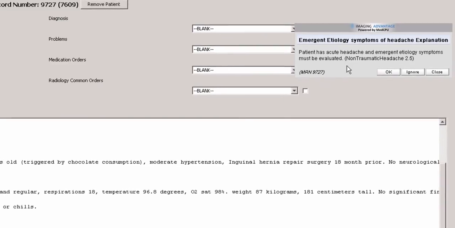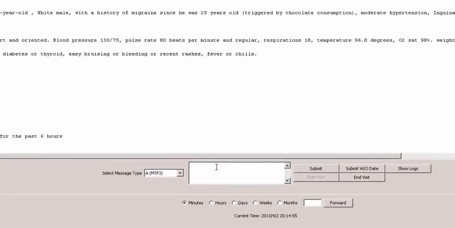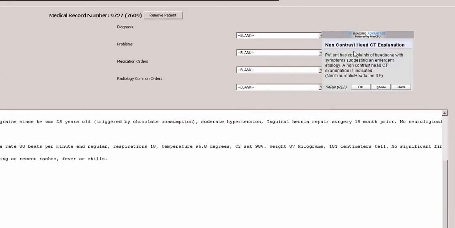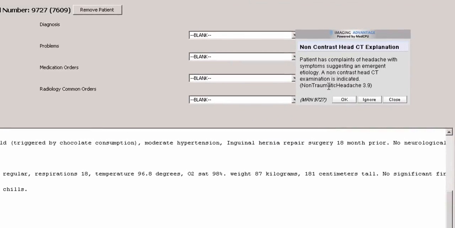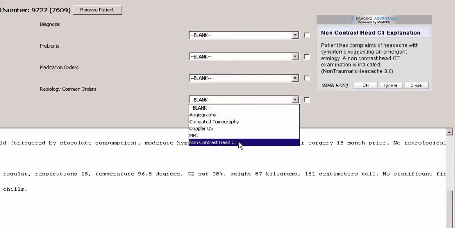The advisor will read everything documented in the chart in both a structured or unstructured manner. In this case, documentation in free text that this is the worst headache of life will be immediately captured by the advisor, which will present with the appropriate guidance, non-contrast head CT. Clicking on the prompt will present the explanation. Patient has complaints of headache with symptoms suggesting an emergent etiology. A non-contrast head CT is indicated. Placing an order for a non-contrast head CT will be captured immediately by the advisor and the prompt will go away, turning the advisor back to OK.